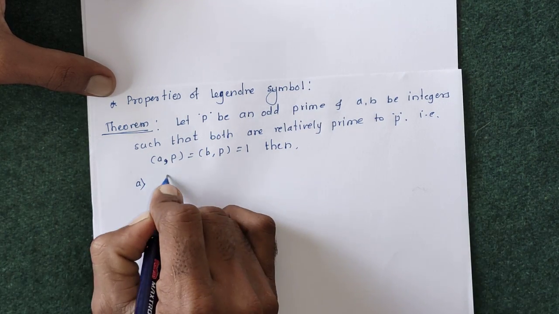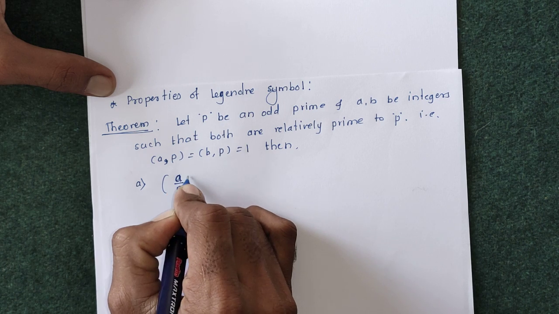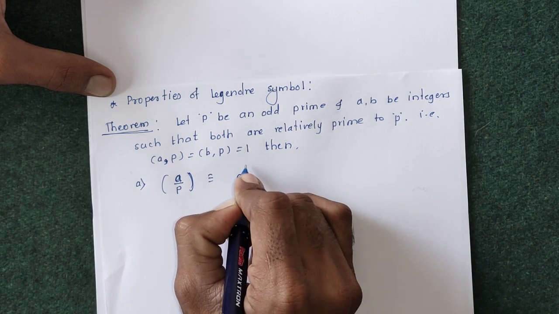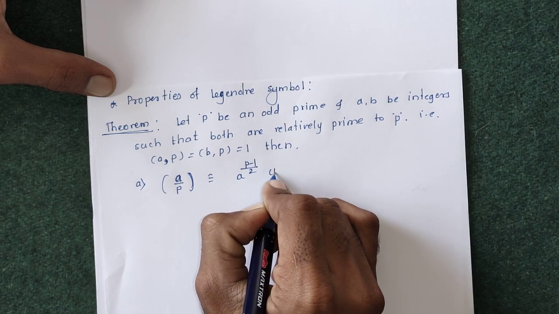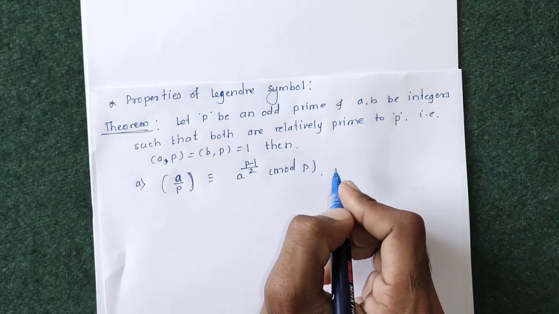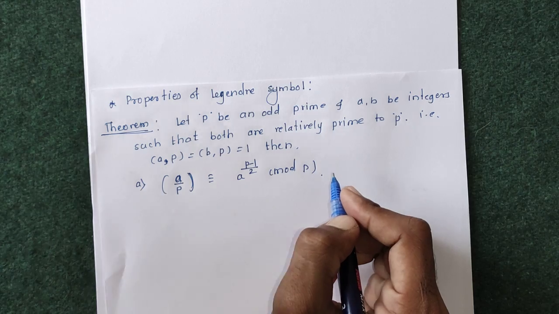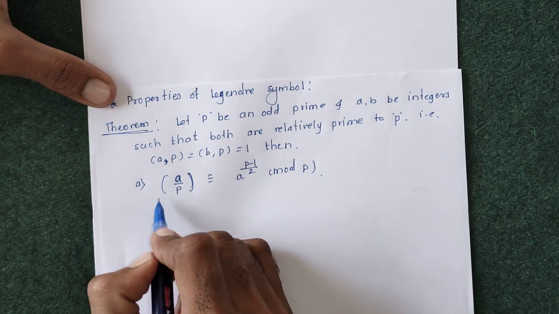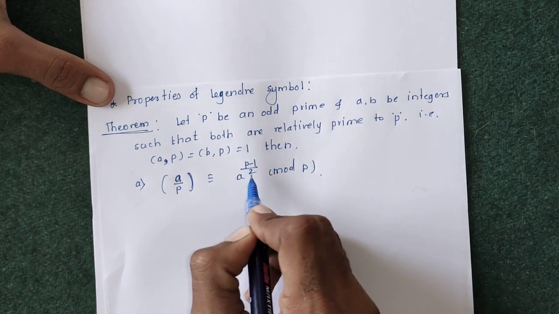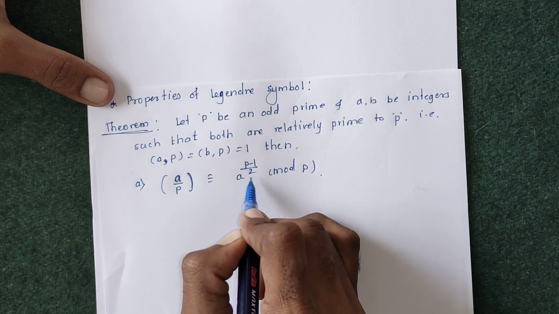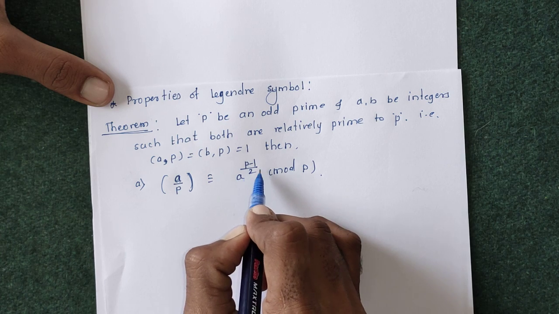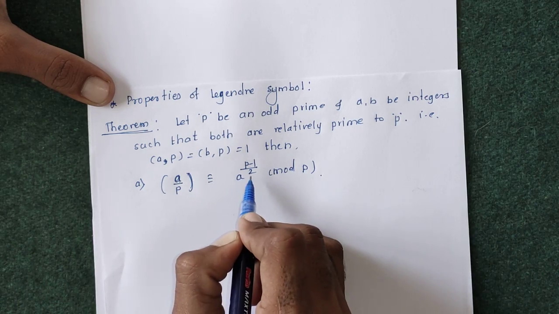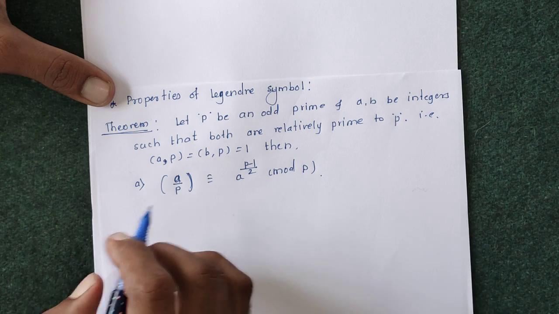First property is Legendre symbol of A and P is congruent to A raised to P minus 1 by 2 under modulo P. Now in the problems, if we are going to find the Legendre symbol of A and P, we just take A raised to P minus 1 by 2 under modulo P, we get some residue, and that residue is either 1 or minus 1, which is our Legendre symbol of A and P.